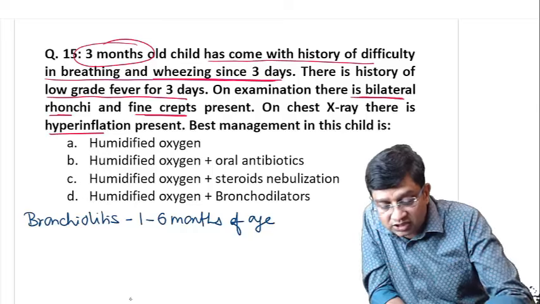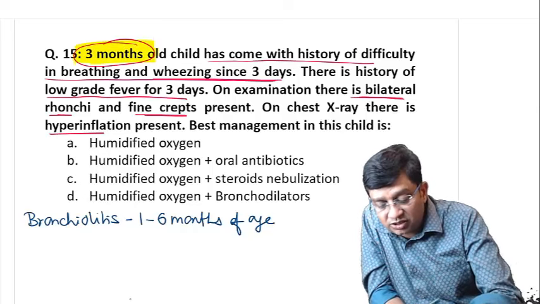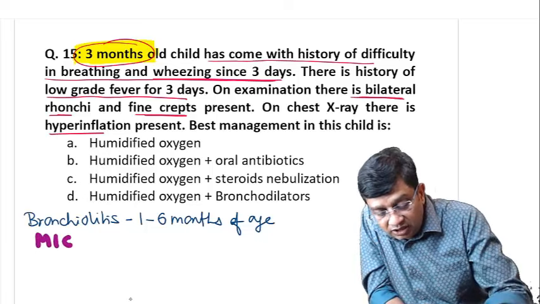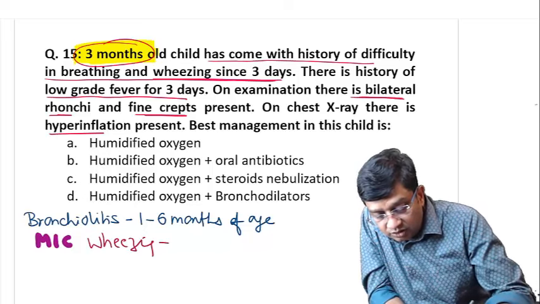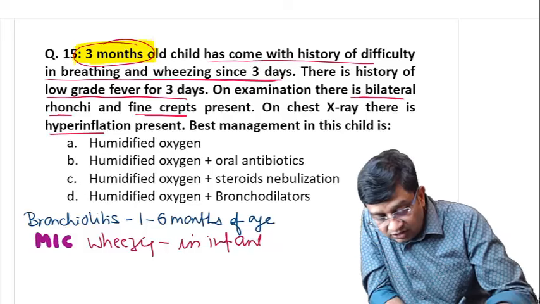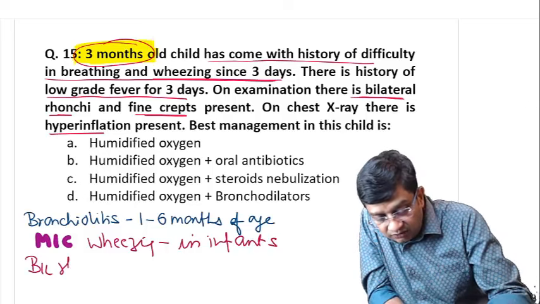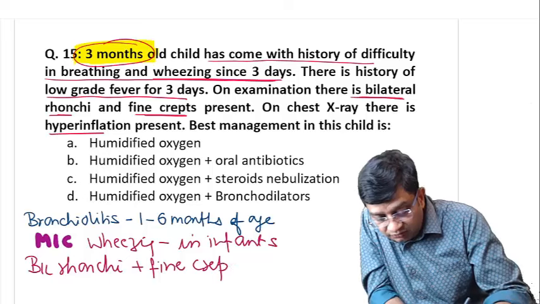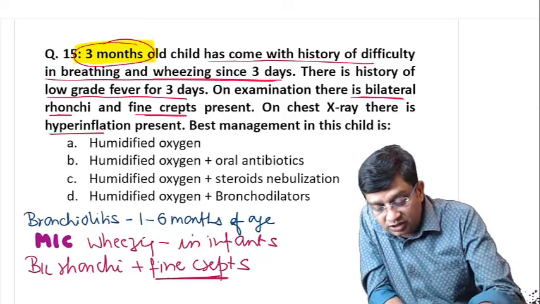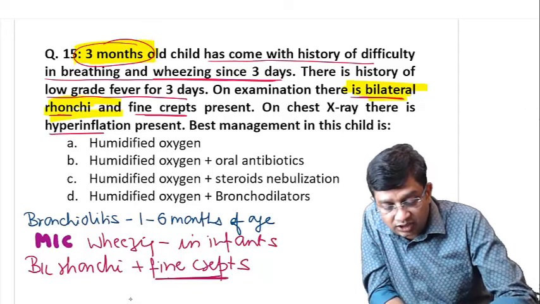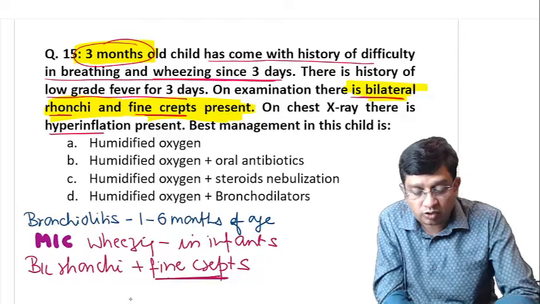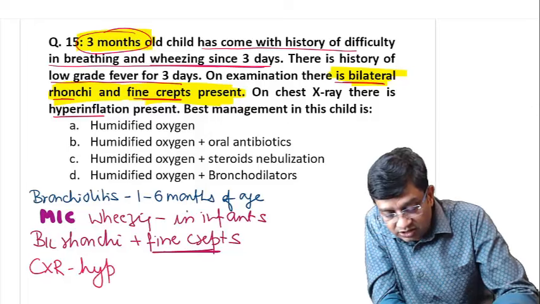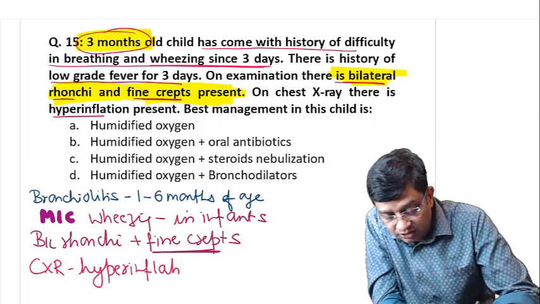And here your child's age is 3 months. It is the most common cause of wheezing in infants. There are bilateral rhonchi and fine crepts present here. On the chest X-ray, there is hyperinflation.